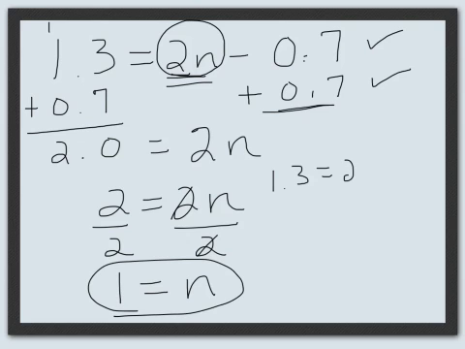1.3 equals 2 times 1 minus 7/10. So I'll have 1.3 equals 2 minus 0.7, and that does check out, so my answer is correct.